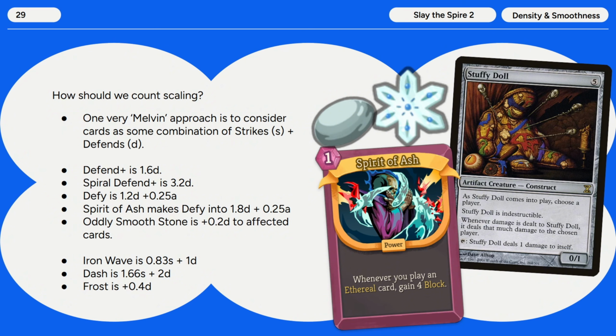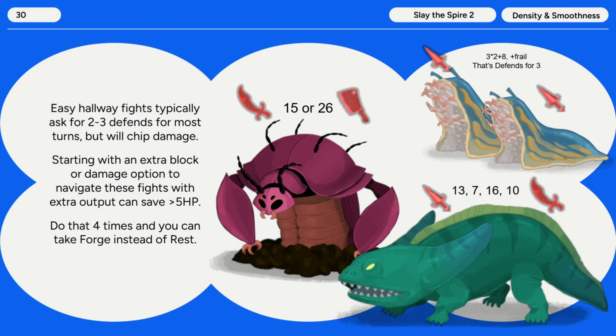And this kind of efficiency, this transformation or recontextualization of these effects as some combination of strike and defend, also still ignores card draw, right? Like Dash is here, 1.6 strikes plus 2 defends. What it's not showing you is that it's also plus 1 card. So this is a very limited scope as well. But a little bit of standardization has a lot of utility.